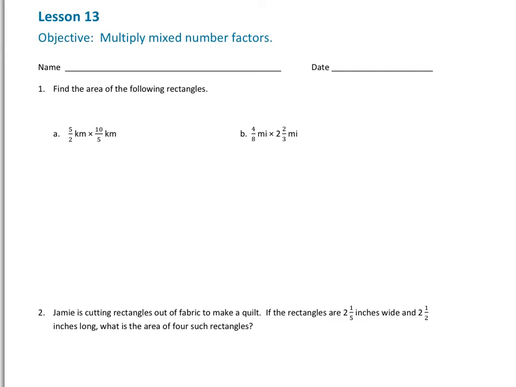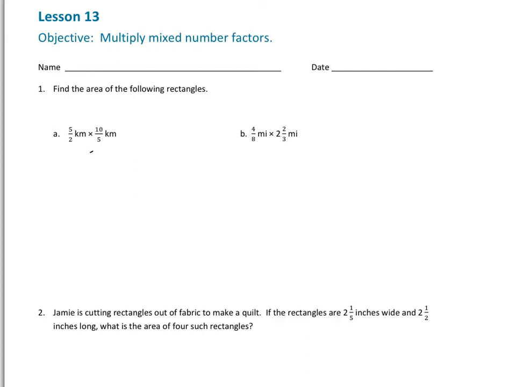Today we're going to take a look at Lesson 13 of Module 5. The objective says multiply mixed number factors. Number 1 says find the area of the following rectangles. 1a says 5 over 2 kilometers times 10 over 5 kilometers.